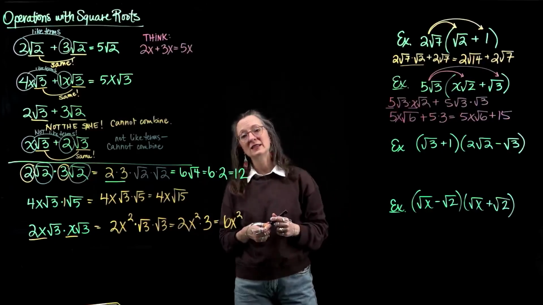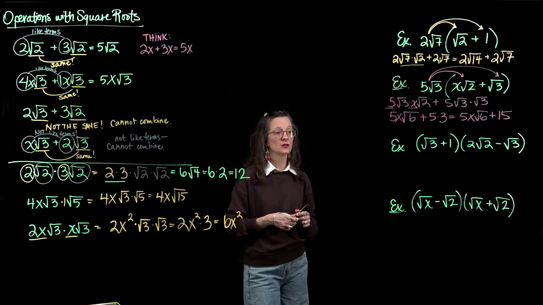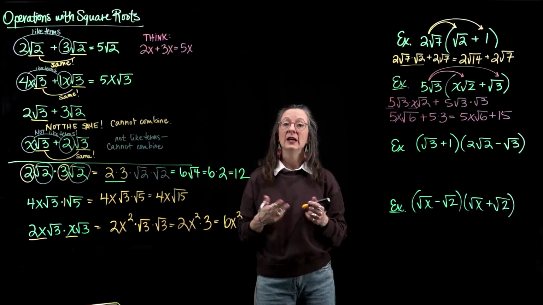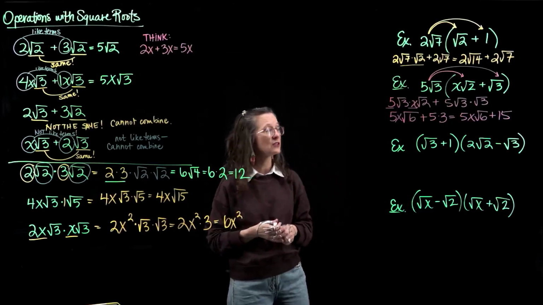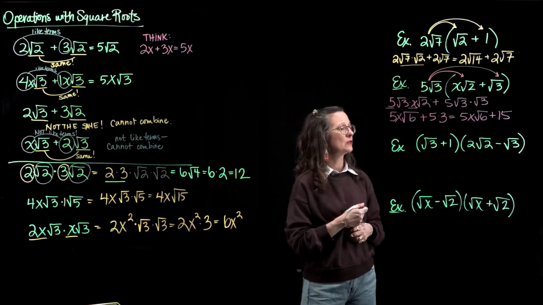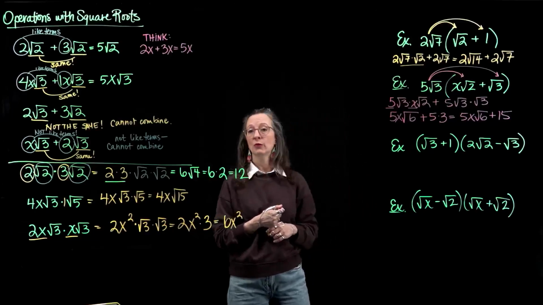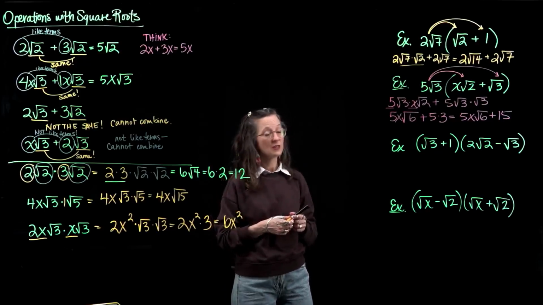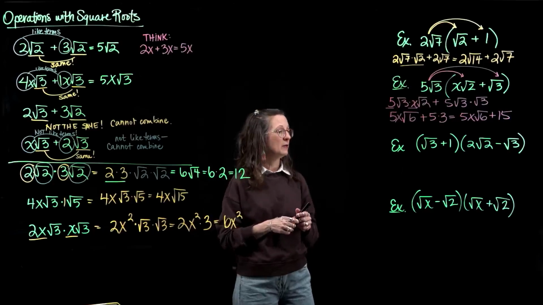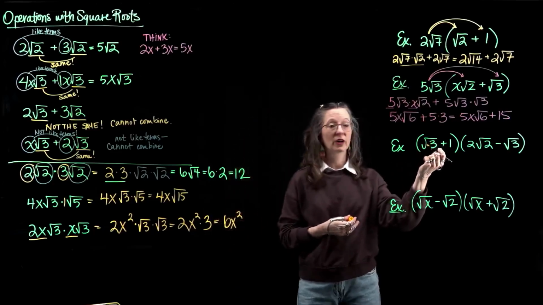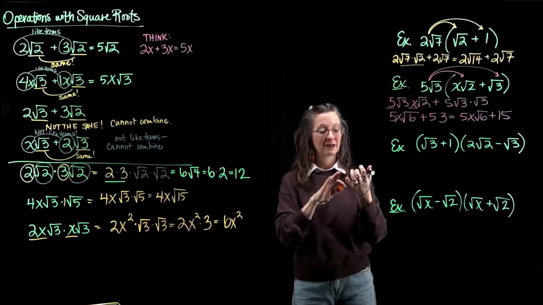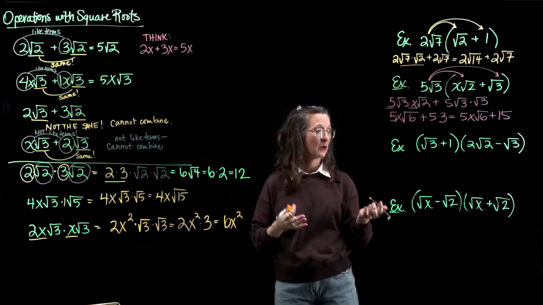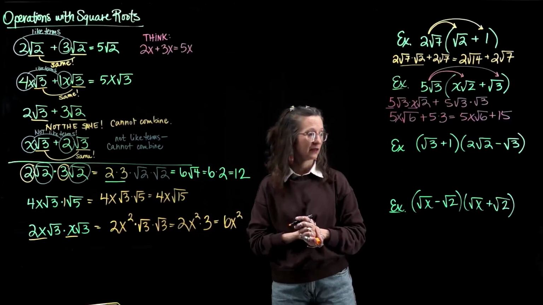All right, my next example, I have 2 sets of parentheses. So the first one, parentheses, square root of 3 plus 1. And then the second one, multiplied by the first, is parentheses 2 square root of 2 minus square root of 3. We're going to use FOIL to simplify this. And remember that we're going to multiply the first, then the outside, then the inside, then the last, which is how we multiply any binomial together.